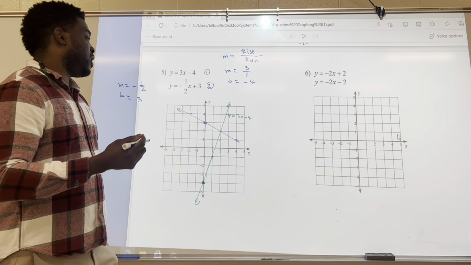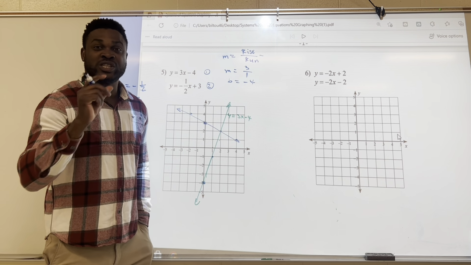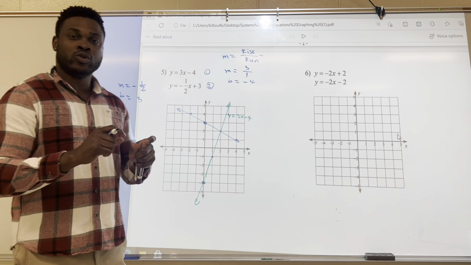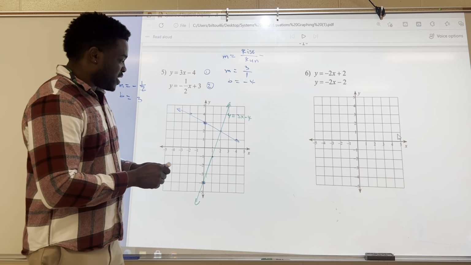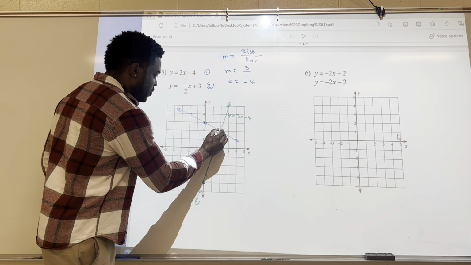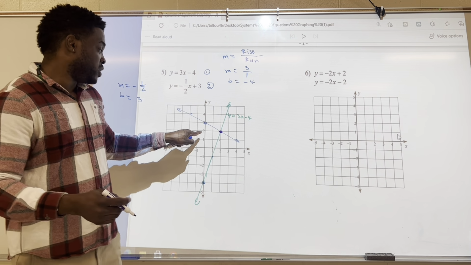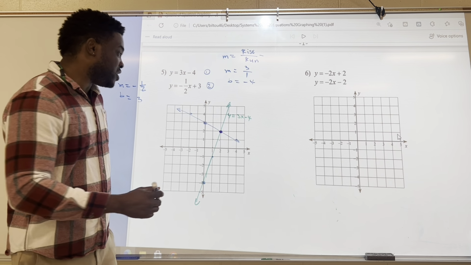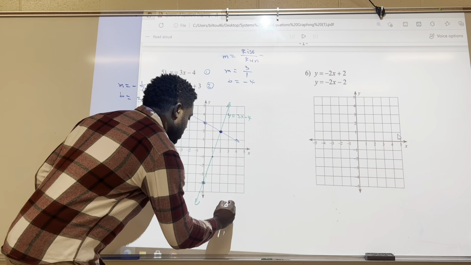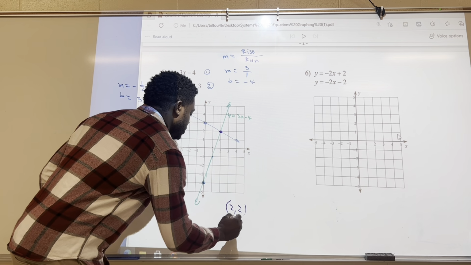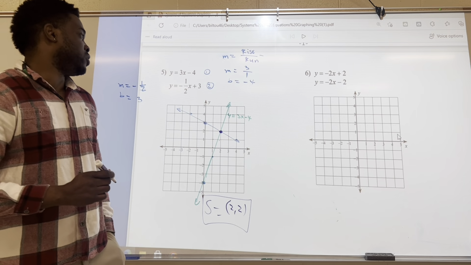This is how we find the solution. The solution is the point of intersection, the point where those two graphs intersect. You notice that where the two graphs intersect is over here. What is that point where they intersect? The point of intersection is at 2, 2. So our solution is 2 and 2. You can just put S equal to (2, 2), and that's our solution.